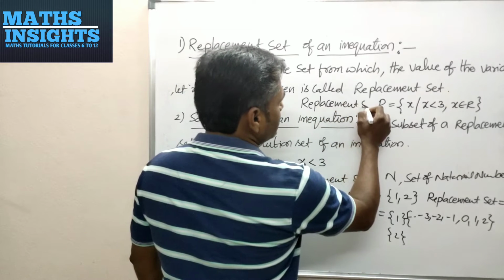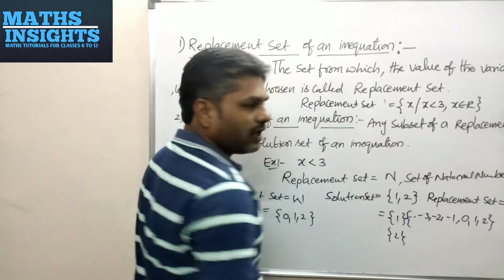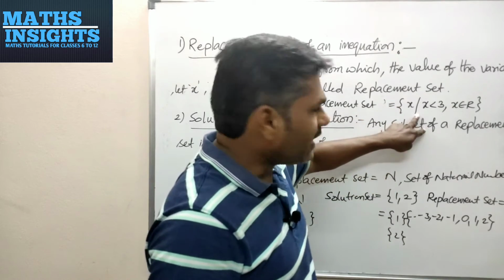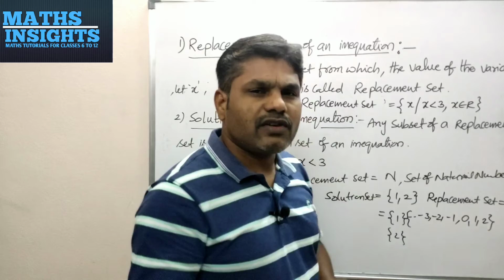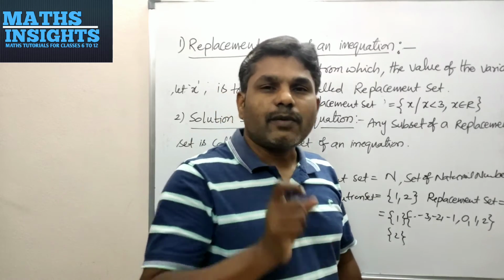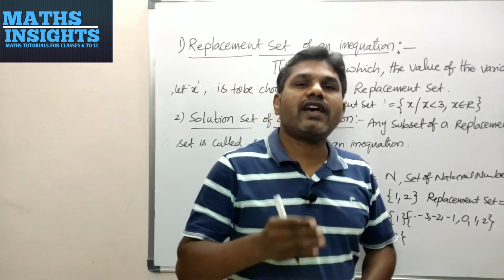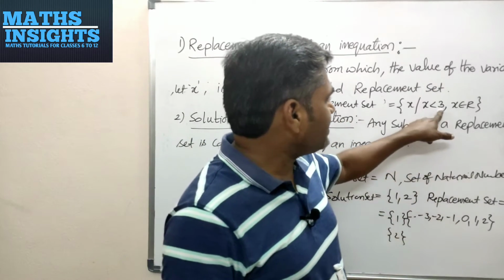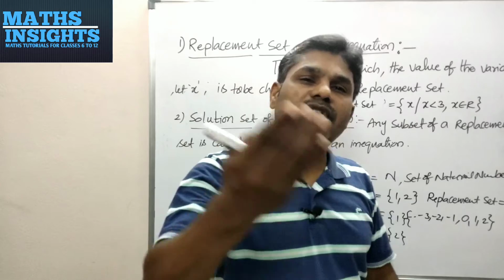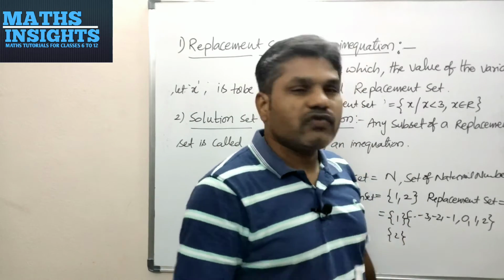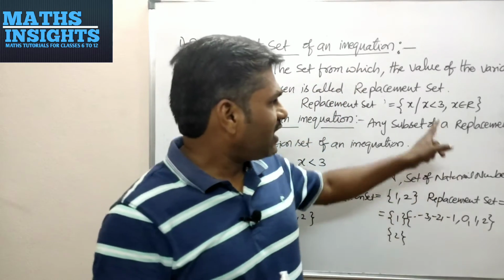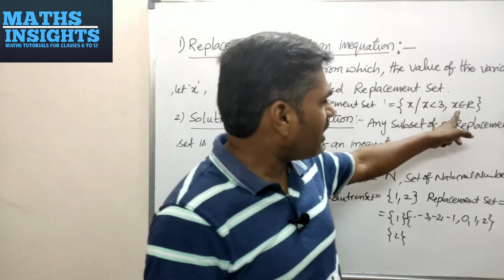The replacement set is equal to {x such that}, you will read as x such that. In the set builder form you mention the property of all the numbers in the set and we will mention where it is coming from. See, x is less than 3 means you have an infinite number of values which are less than 3. That's why I am mentioning the property and where it is coming from.